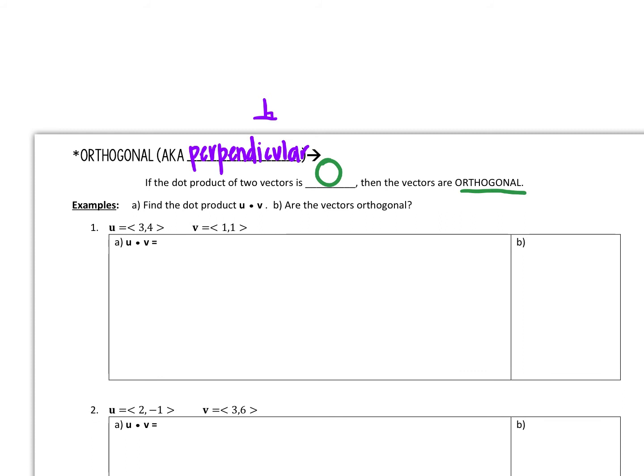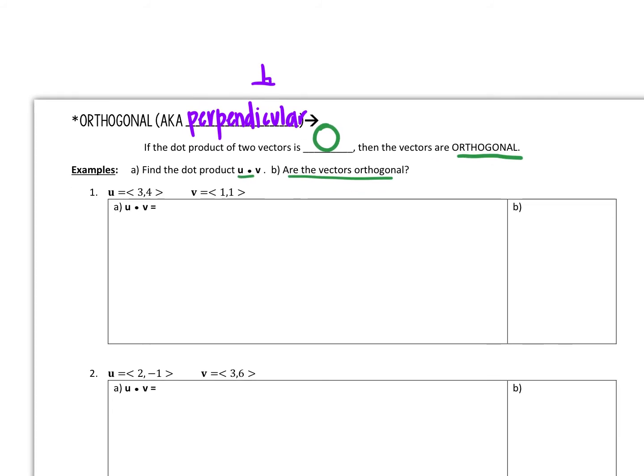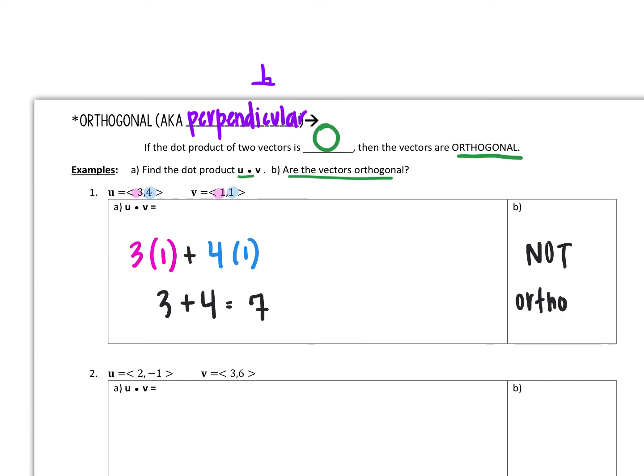In the next three examples, we're going to find the dot product, u dot v, and then we're going to determine using that if the two vectors are orthogonal or not. So let's take a moment and find u dot v here. To do that, it's first times first plus second times second. So we have 3 times 1 plus 4 times 1. 3 times 1 is 3, 4 times 1 is 4. Resultant dot product is 7. 7 is obviously not equal to 0, so these are not orthogonal.